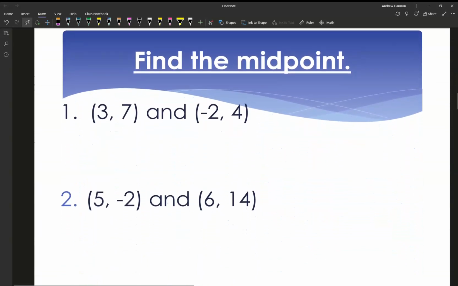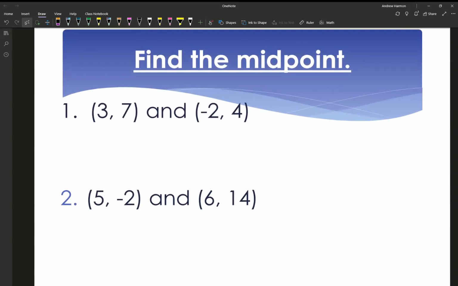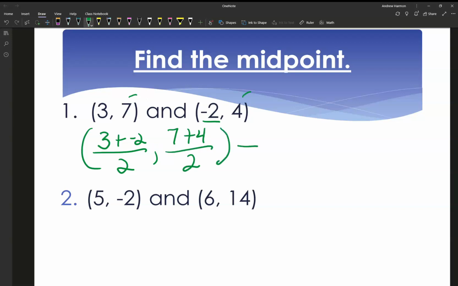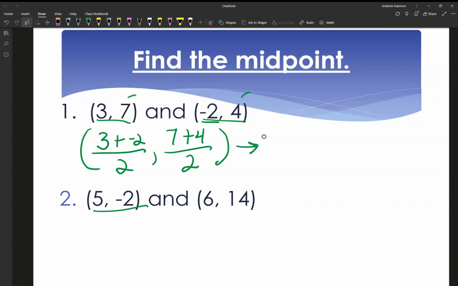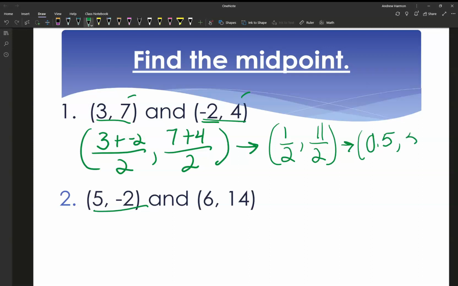Find the midpoint of (3, 7) and (-2, 4). This is simple enough. All we have to do is add those pieces together. So we'll do 3, our first x value, plus -2, our second x value, divided by 2. Then we do the same for the y values: 7 plus 4, our two y values, divided by 2. Now we simplify. 3 plus -2 is 1 over 2, and 7 plus 4 is 11 over 2. We can simplify that to (0.5, 5.5).